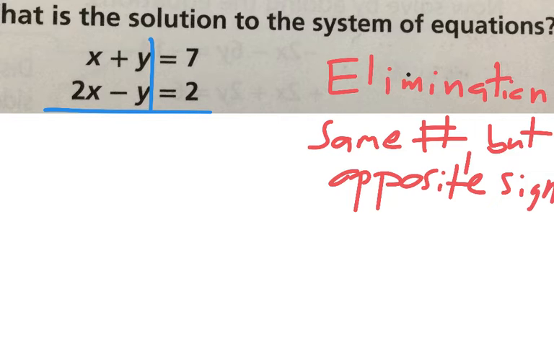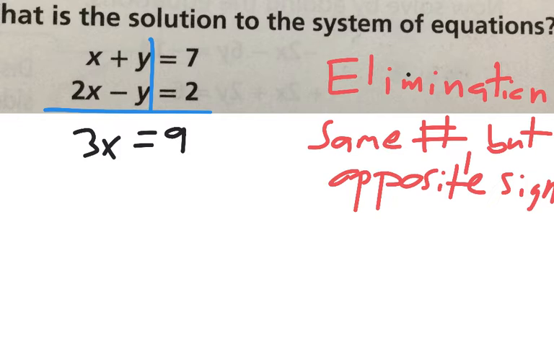What is x and 2x? 3x. What's the sign in front of the numbers? Positive 1, positive 2. 1 plus 2 is 3. It equals 9. 7 and 2 combine to be 9. So now I have an equation with a single variable.